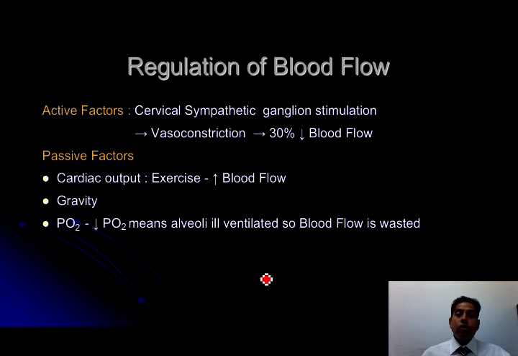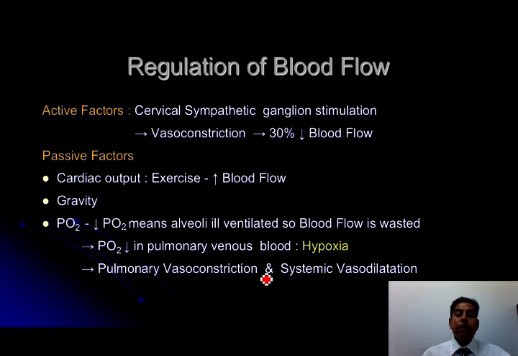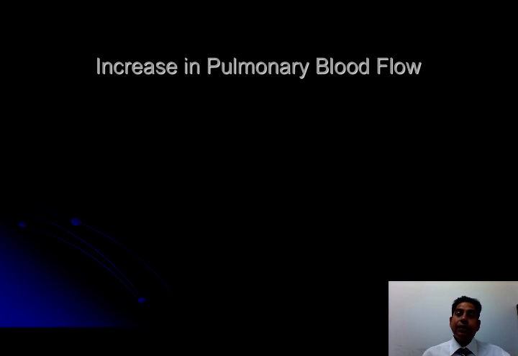The PO2, or the partial pressure of oxygen, also affects blood flow. As we have seen, a fall in the PO2 means the alveolus is ill ventilated. So blood flow is wasted if you supply blood to these ill ventilated alveoli. So any fall in the PO2 in the pulmonary vein blood, or hypoxia, will cause a pulmonary vasoconstriction, and in the systemic circulation the same hypoxia can cause a vasodilatation, and the effects are beneficial in both zones.